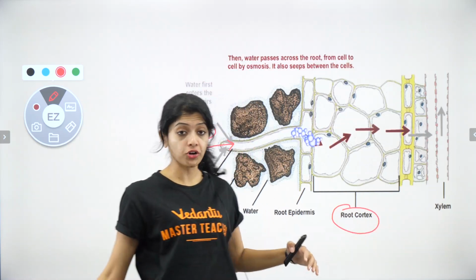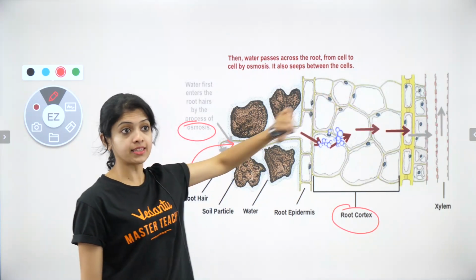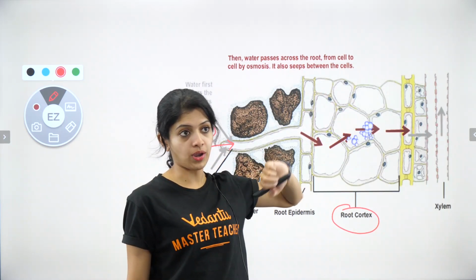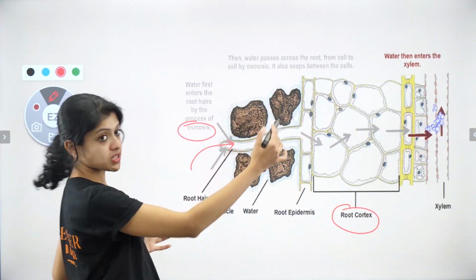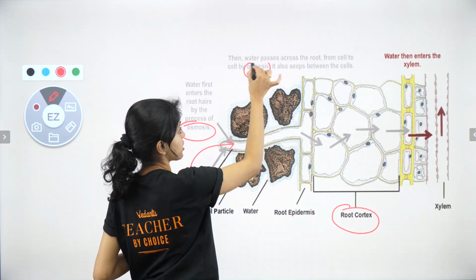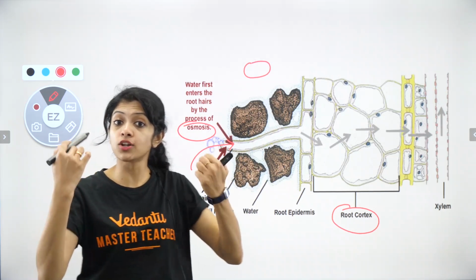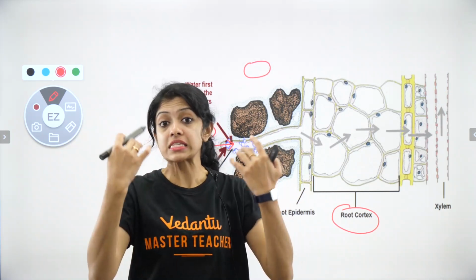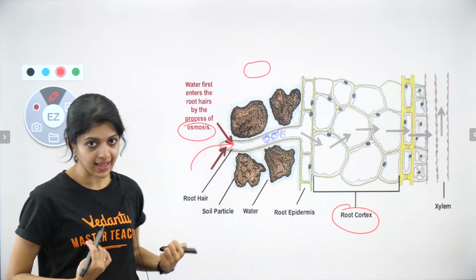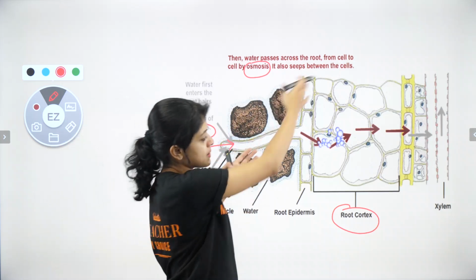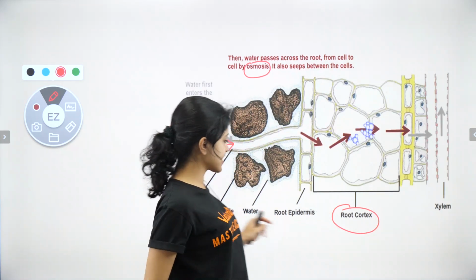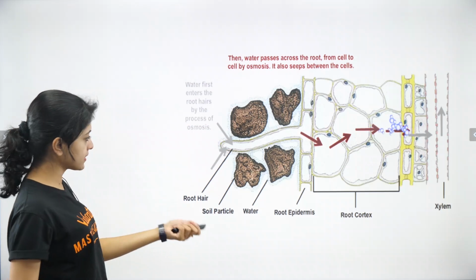It comes to this part, which is called the root cortex. So we call all these cells the cortical cells. Water then passes across the root from cell to cell by osmosis. What kind of osmosis? It's called endosmosis because water is entering into a cell, right? So endosmosis. And it also seeps between the cells. That is exactly what we have explained in this passage.